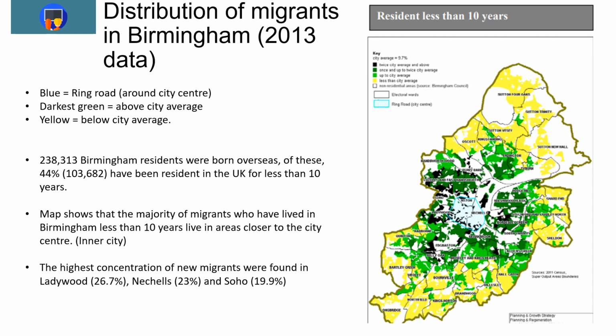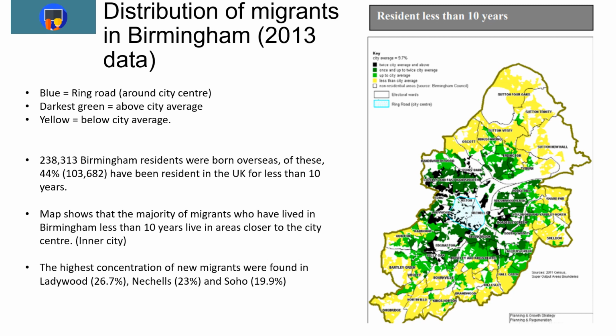The choropleth map on this slide shows distribution of migrants in Birmingham who have lived in Birmingham for less than 10 years. The blue on the PowerPoint slide shows the Birmingham Ring Road, which goes around the city centre. The darkest green shows where there is above average number of migrants compared to the city average, and the yellow shows a below average number compared to the city average.